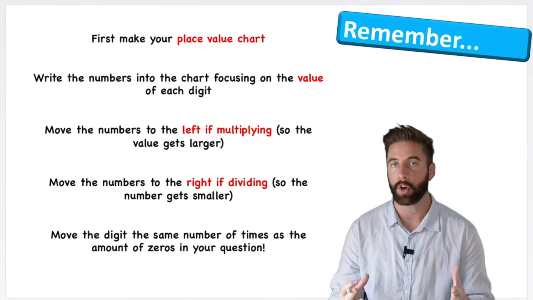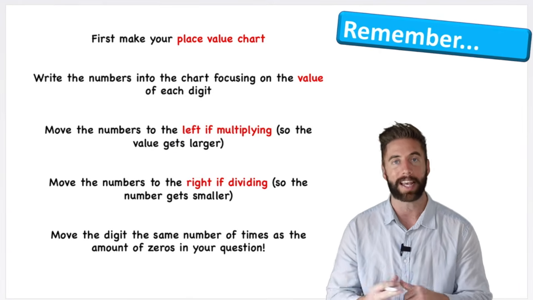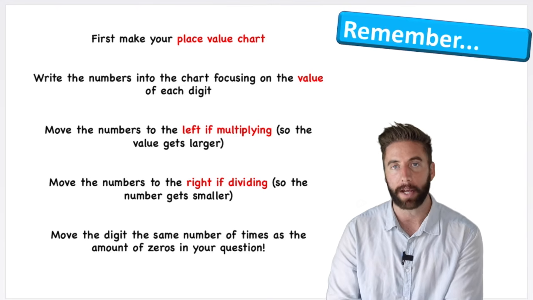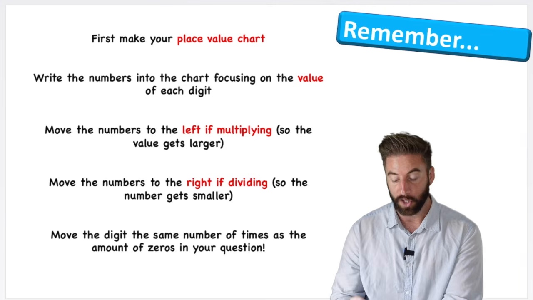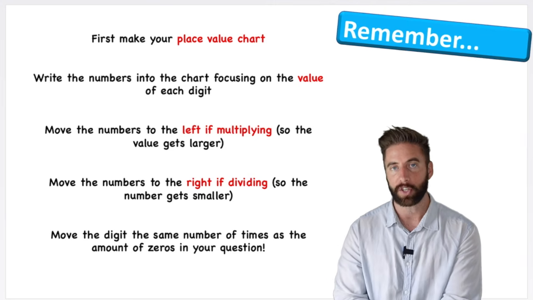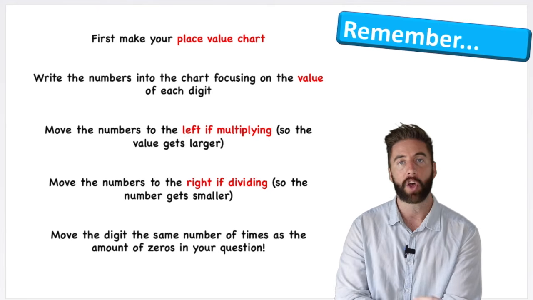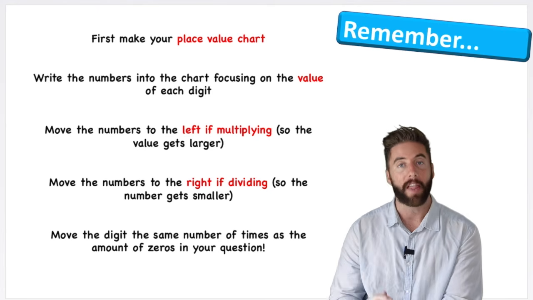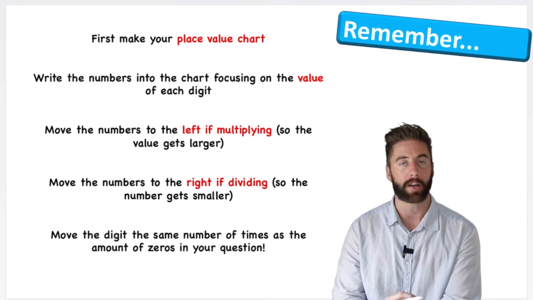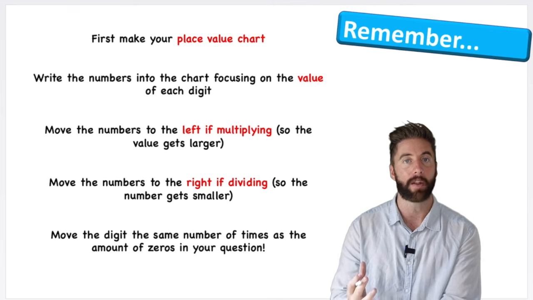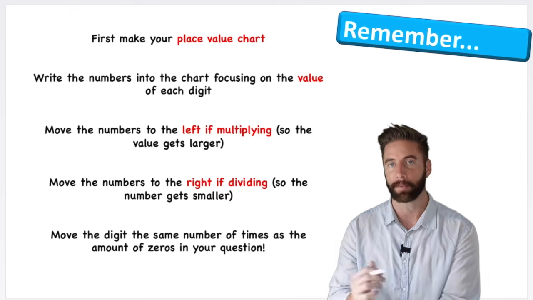That is everything you need to know about multiplying and dividing by 10, 100 and 1,000. But let's just look at what to remember. First, we should always make a place value chart, then write the numbers in the chart focusing on the value of each of the digits, then move the numbers to the left if we're multiplying, or to the right if we're dividing. And then we simply look at what we're multiplying and dividing by, 10, 100 and 1,000, see how many zeros are in that number, and then move the numbers that amount of times.